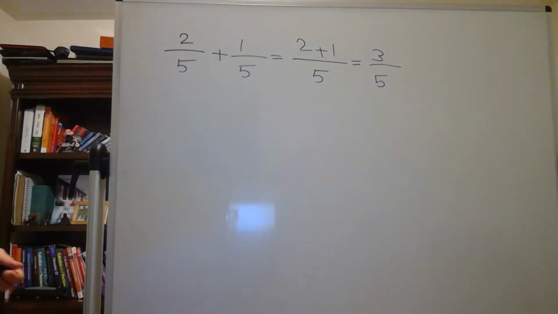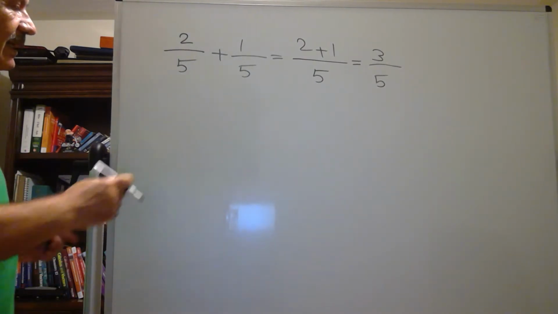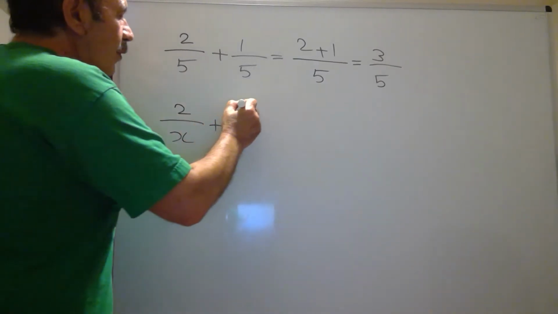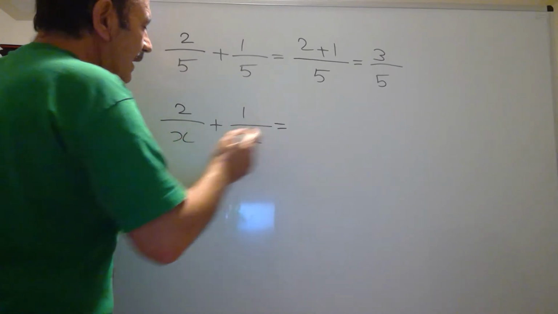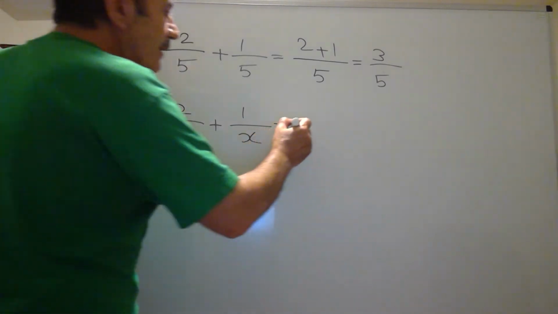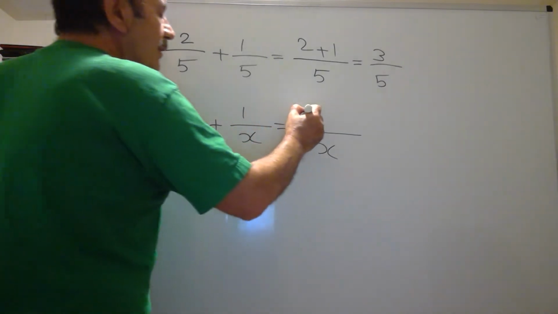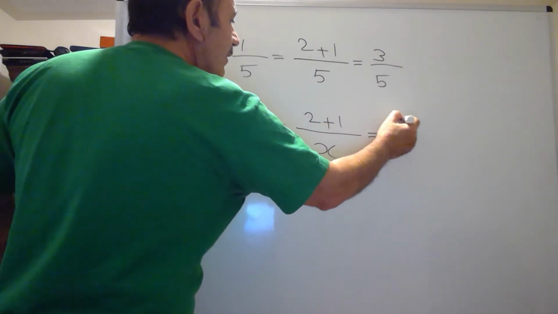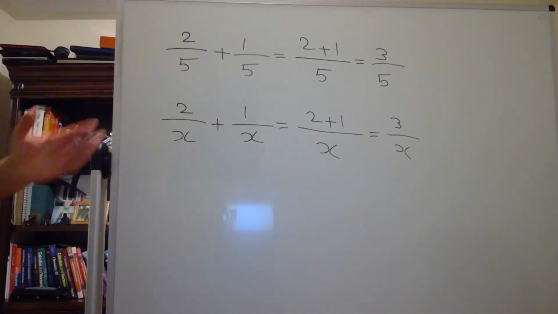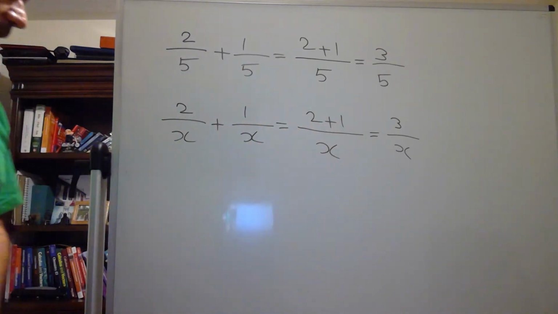Now, in this level, we want to learn how we can add algebraic fractions. Let's say 2/x plus 1/x. The rules are exactly the same. When we have the same denominator, just write the same denominator and do the algebraic addition of the numerators. 2 plus 1, which is going to be 3/x. Can you see? This calculation is exactly the same. When the denominators are the same, write the same denominator and add the numerators.